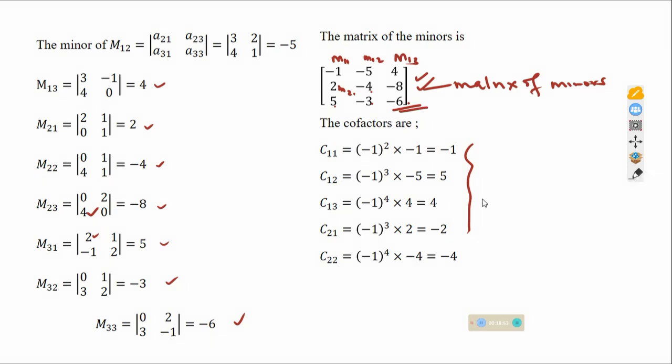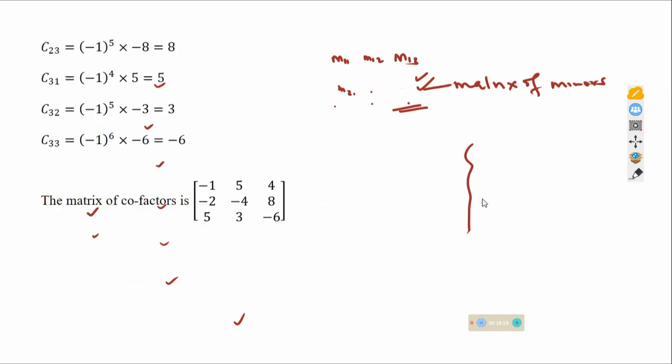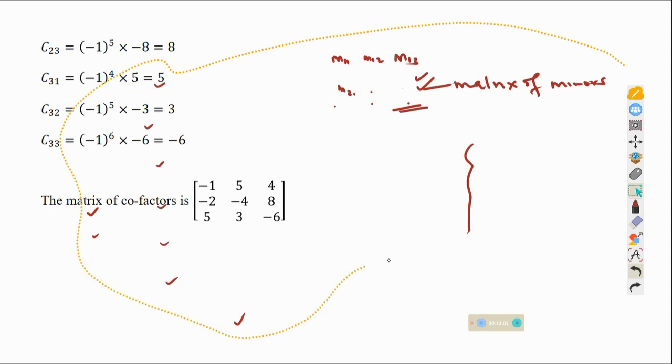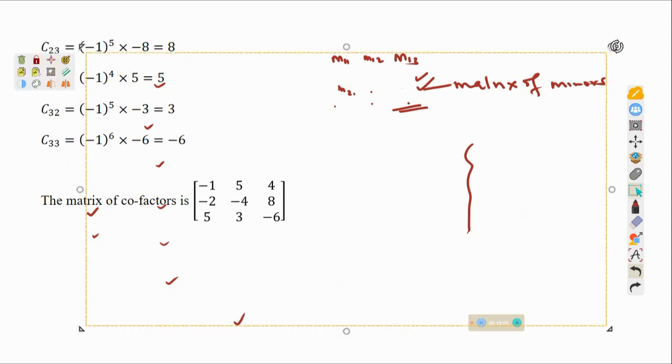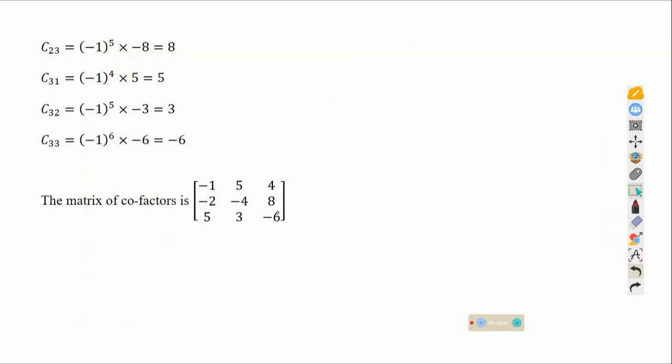Now let us look at the cofactor matrix. So, combining all the cofactors you have obtained, form a single matrix of the cofactors. So, from the cofactors that we have obtained, we can easily form this matrix here.